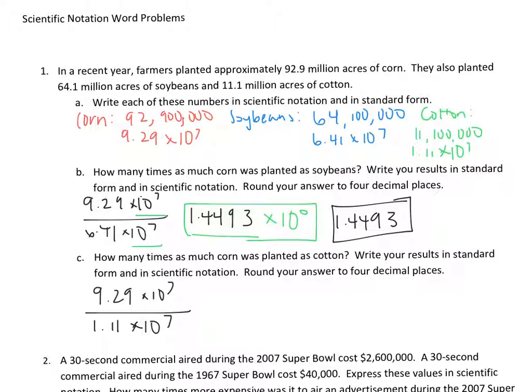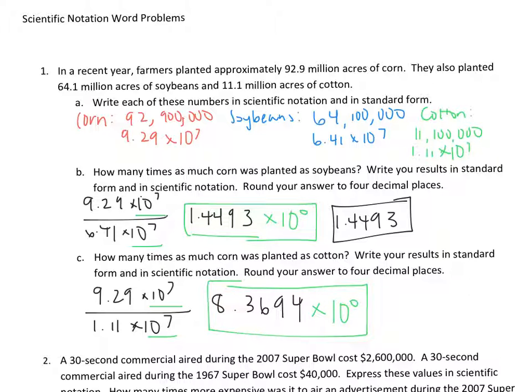And then 9.29 divided by 1.11 is 8.3694 if I round to 4 decimal places. And then 10 to the 7th over 10 to the 7th gives me again 0, so times 10 to the 0, because that really equals 1. So that's my scientific notation, and then in standard form it would be 8.3694, and that would be my answer.